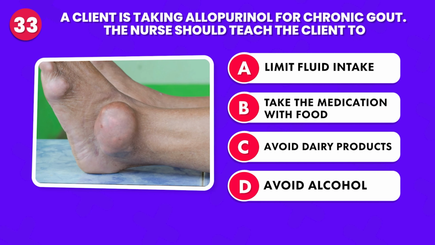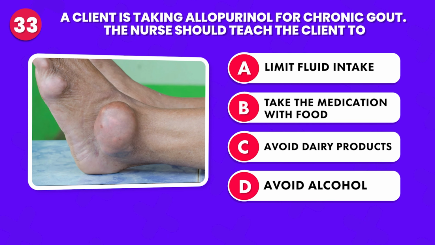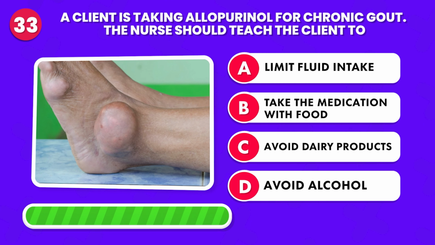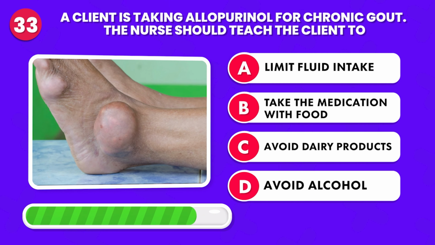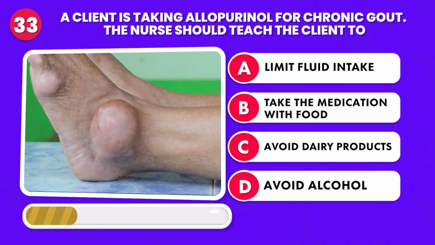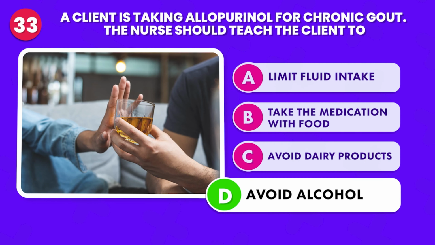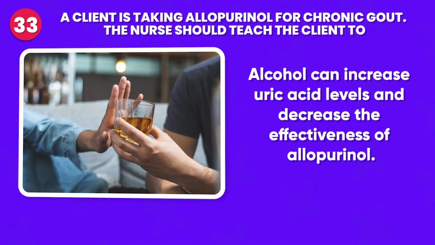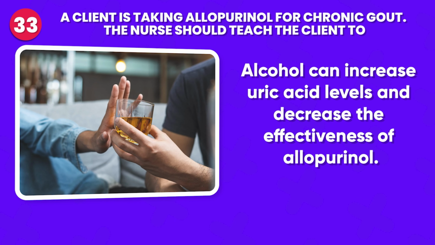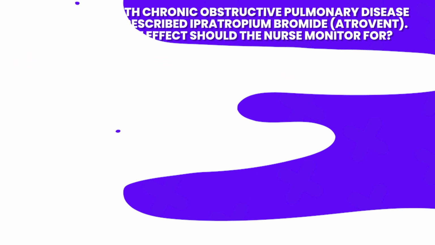A client is taking allopurinol for chronic gout. The nurse should teach the client to: A. Limit fluid intake. B. Take the medication with food. C. Avoid dairy products. D. Avoid alcohol. It's D. Avoid alcohol. Alcohol can increase uric acid levels and decrease the effectiveness of allopurinol.